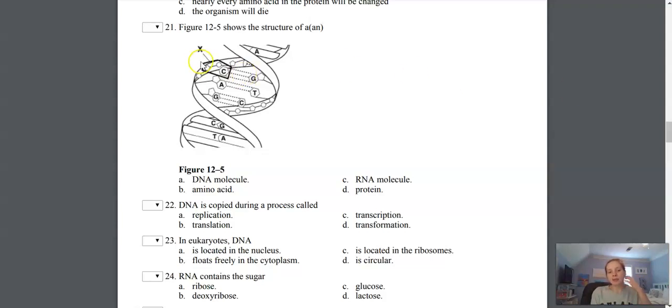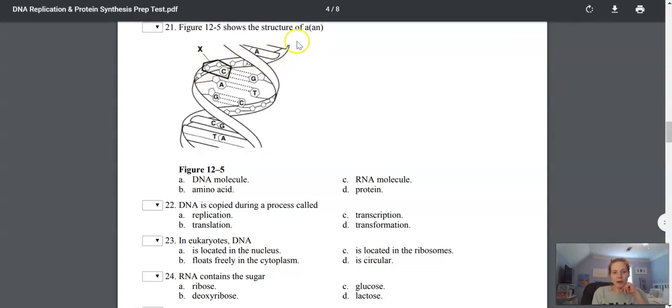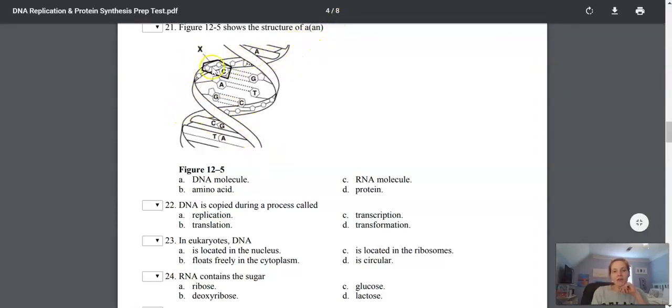So what is X labeling? Let's just ask that one. X is labeling the nucleotide. Here is the 5-carbon sugar. And again, with DNA, that 5-carbon sugar is deoxyribose. This is the phosphate group. Both of these make up the backbone of DNA, which is just the sides of DNA. And then the third part of the nucleotide is the base. So here we have cytosine.